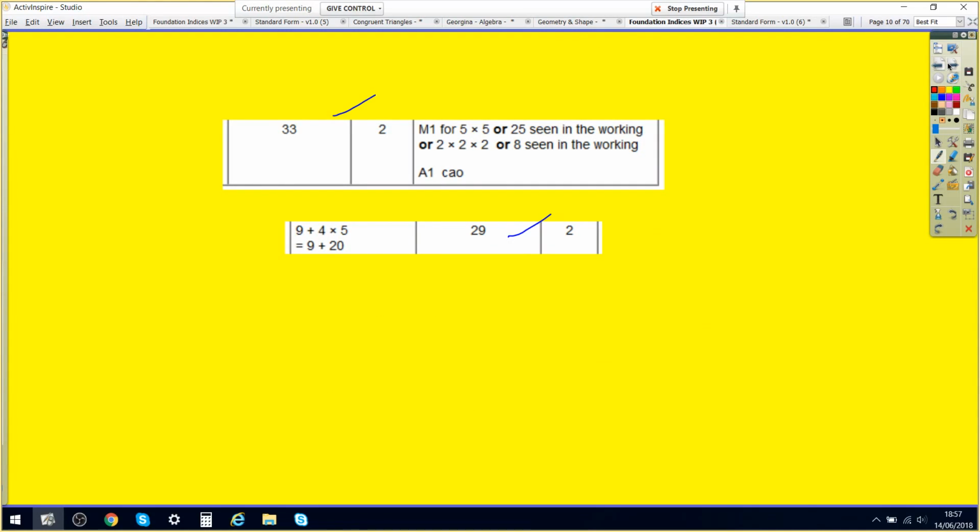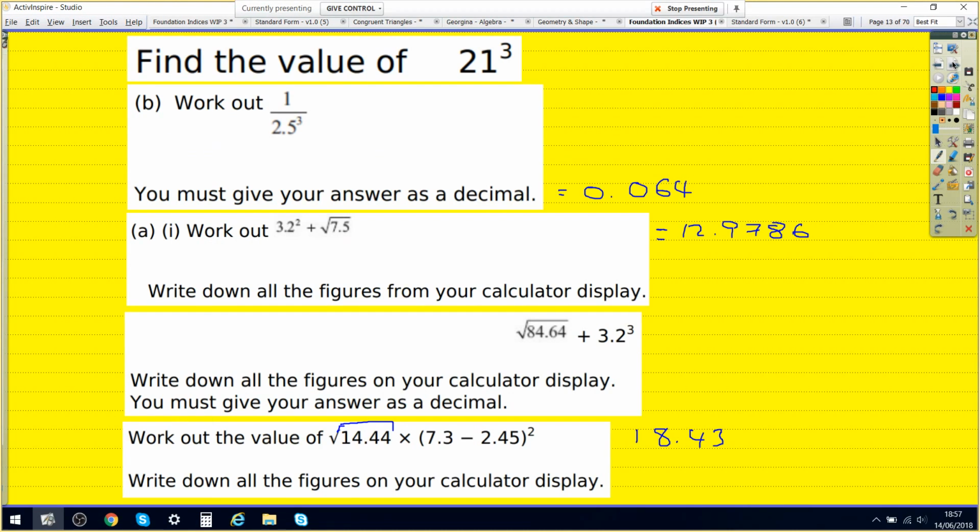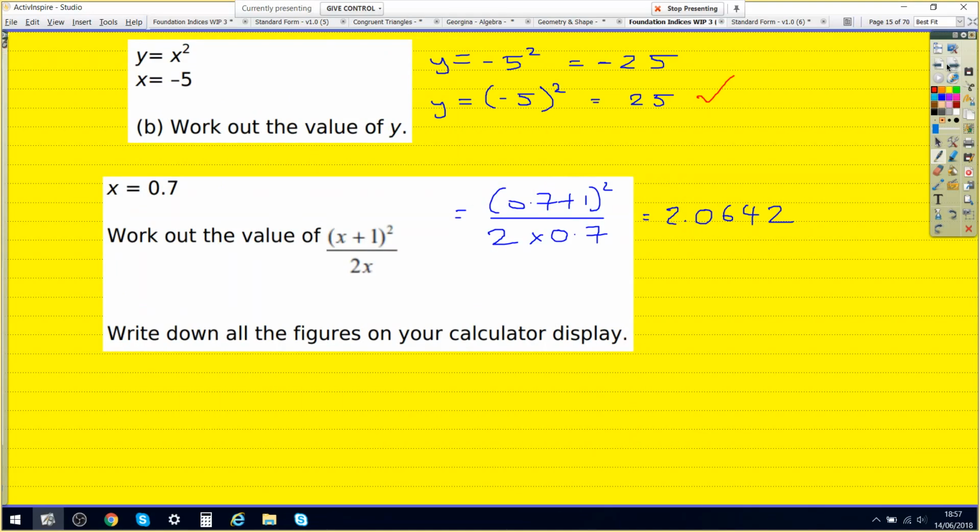And I said we should do BIDMAS next time. Okay, so we used a calculator. How do you get squared on your calculator? Press the little X2 button. And then how do you do to the power of 5? You get that little X with a little white box and you type number 5 in. That's it. And so we did the square root, we did that. Brackets.